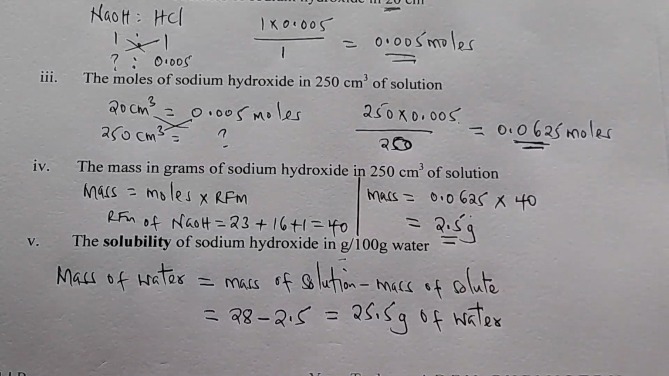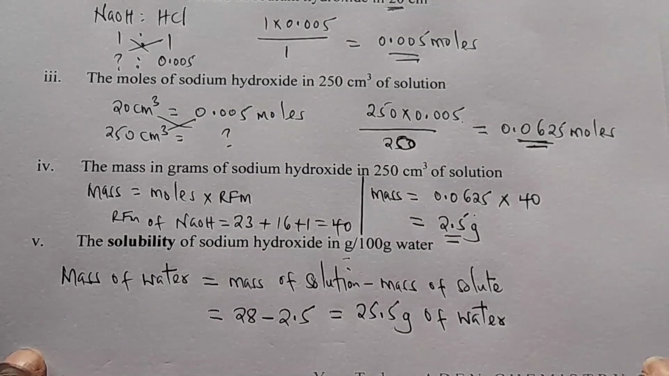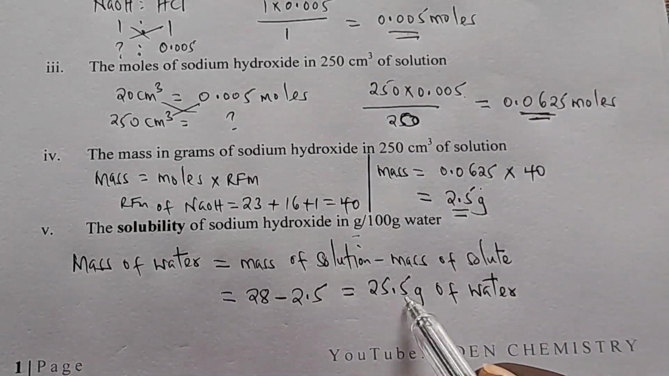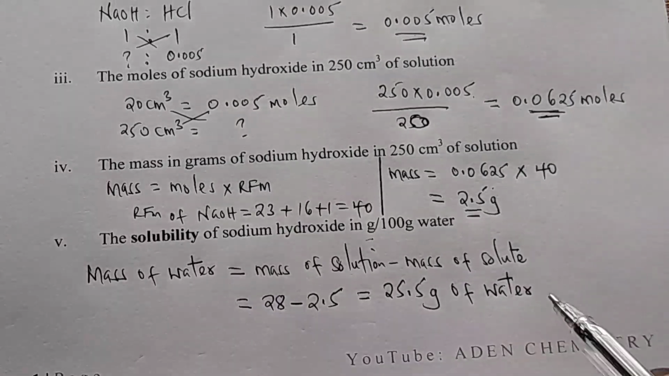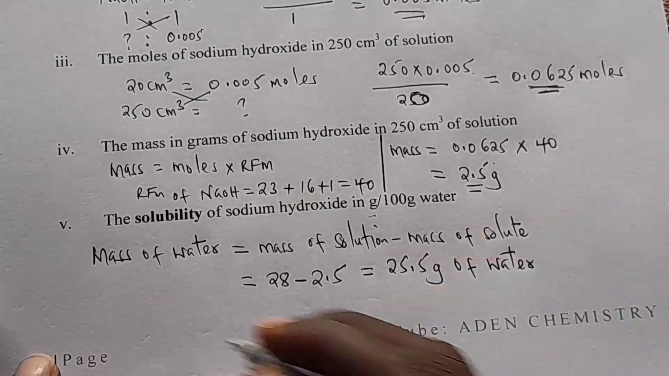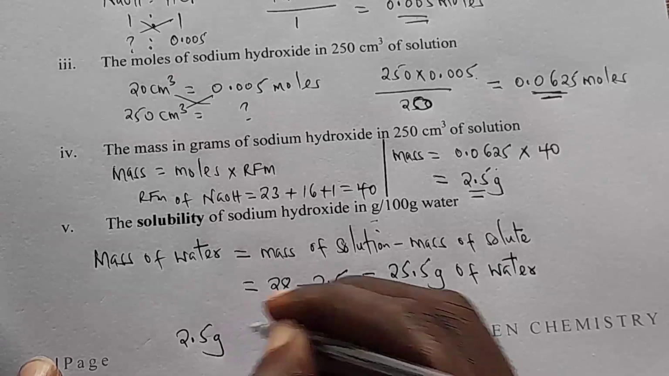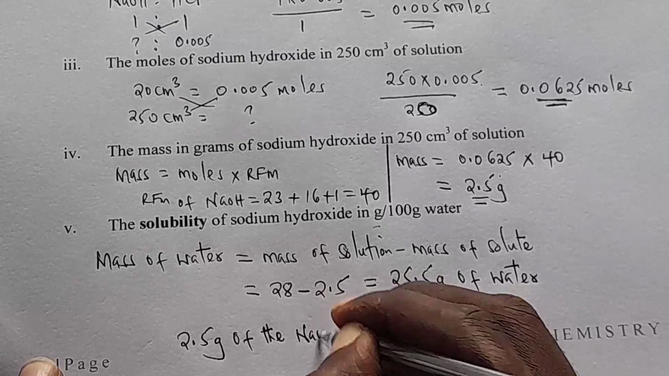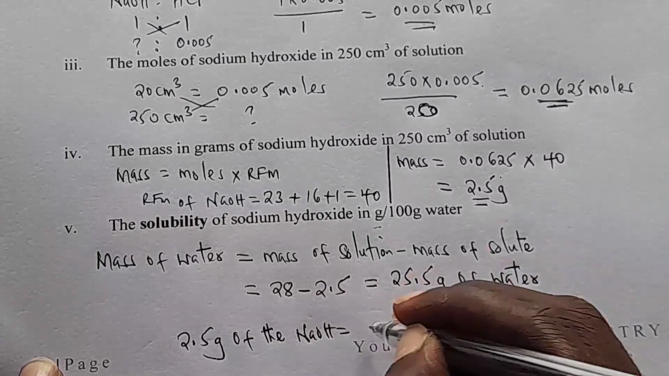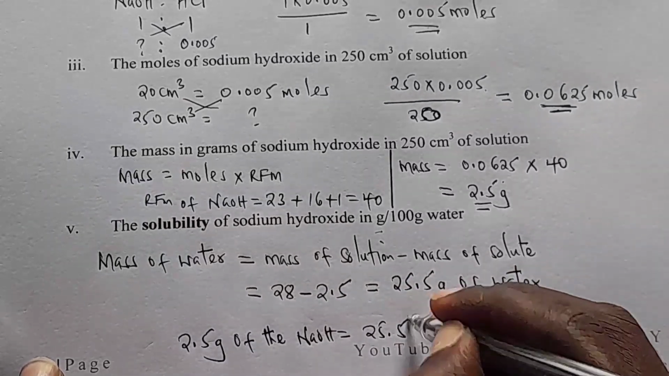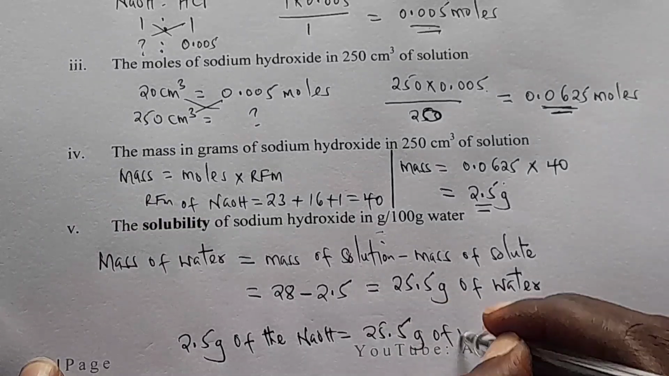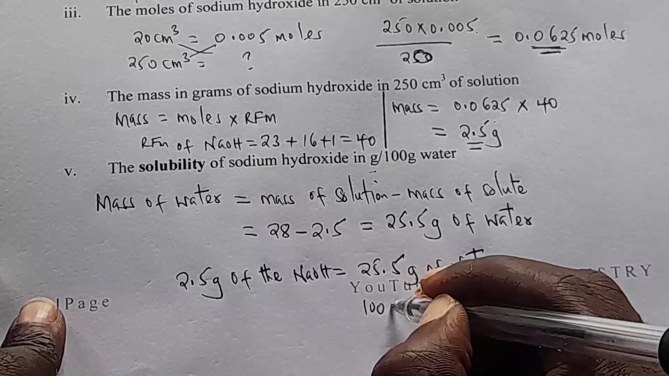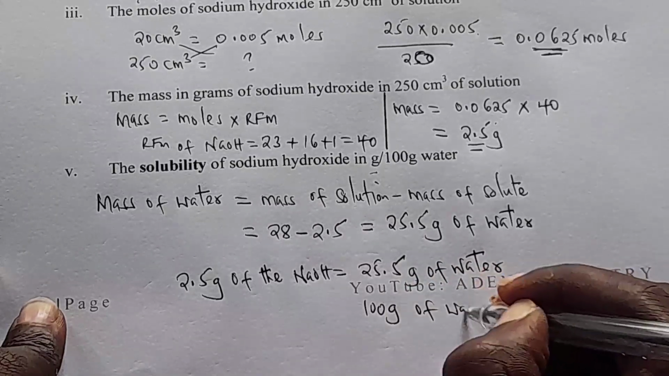So what have we said about solubility? We are having here 2.5 gram, which has been dissolved in 25.5 gram of water. So we say, what about 100 gram of water? If 2.5 gram of the solute, that means the sodium hydroxide, was dissolved in 25.5 gram of water, what about 100 gram of water?